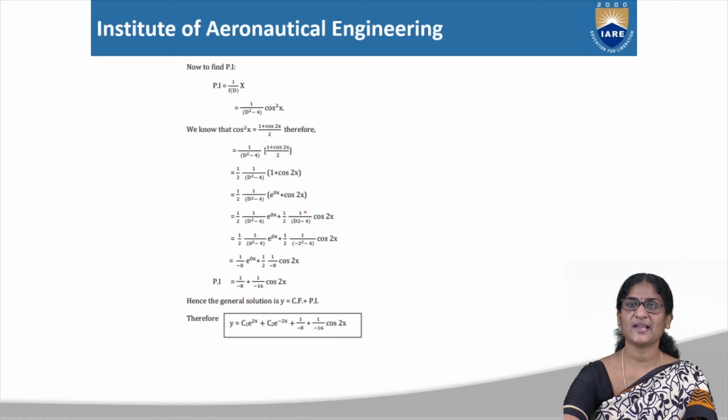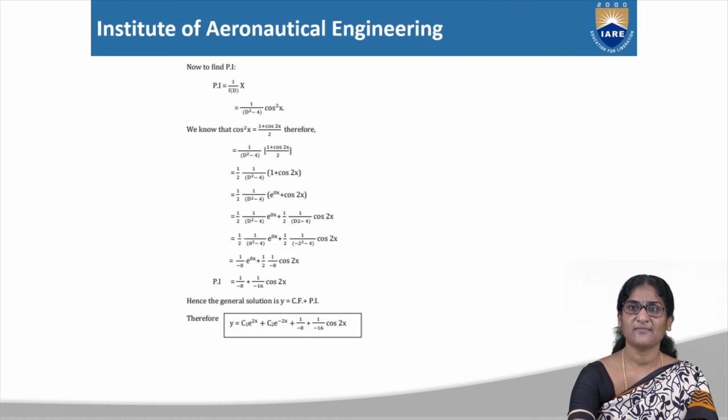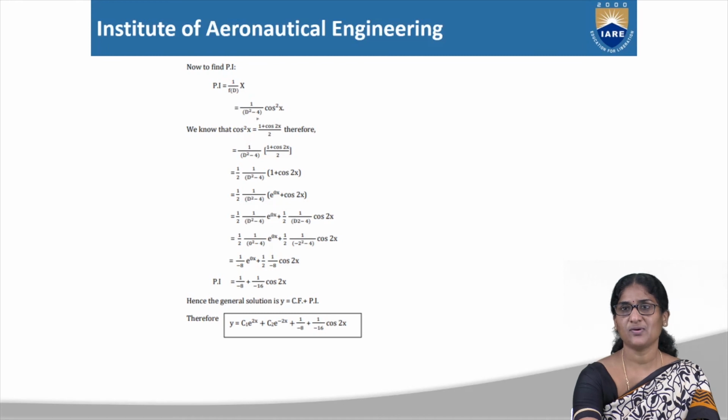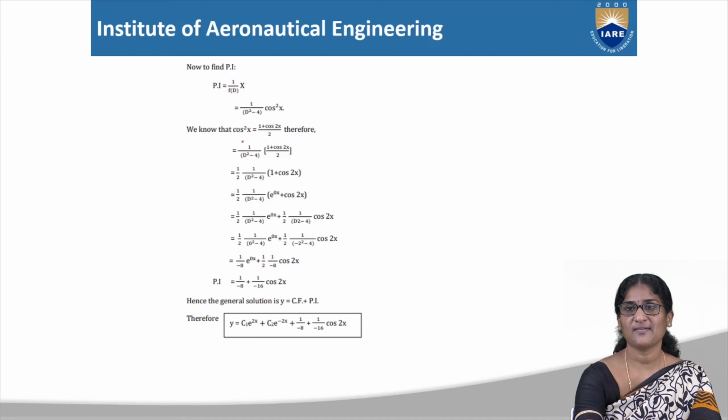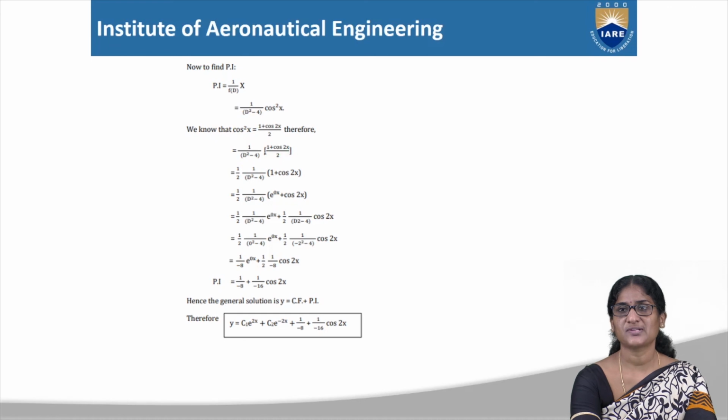Now how to find the particular integral? What is the formula for the particular integral? The particular integral is 1 by f of D into X, which is equal to 1 by (D square minus 4) into cos square x. For cos square, we have the formula (1 plus cos 2x) by 2. So 1 by (D square minus 4) into (1 plus cos 2x) by 2. This can be written as 1 by 2, you take it outside. So 1 by 2, 1 by (D square minus 4) into (1 plus cos 2x).